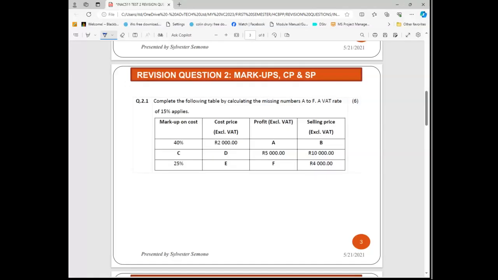Okay, markup. Remember what is important? This. On cost. Yes, remember this is very much important because next time they can say on selling price. Selling price. Okay, no problem. I'm not going to analyze, but I'm just going to check how you are going to calculate that.